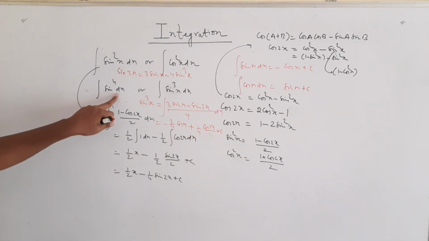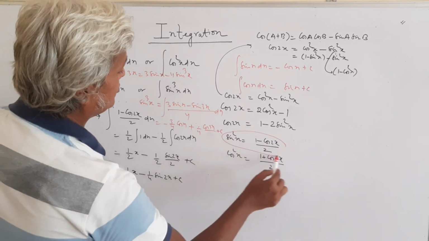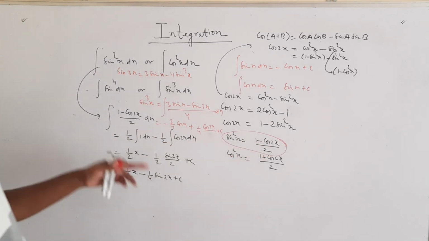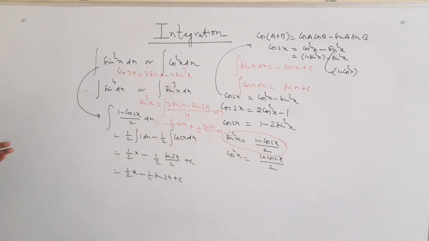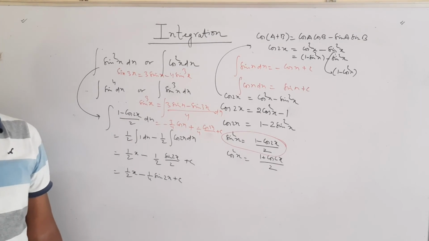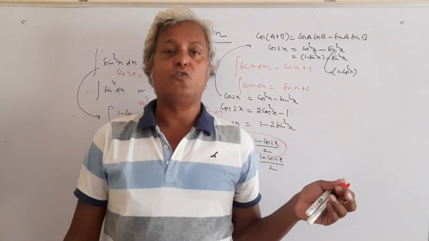And for sine to the power 4x, again you have to just square these two, then you get 1 minus cos square 2x, and then I think we should discuss this in the next video, because this is already complicated and this video has already become unnecessarily 20 minutes long. Thank you very much, and in the next video we'll deal with how to find the integration of sine to the power 4x or beyond.